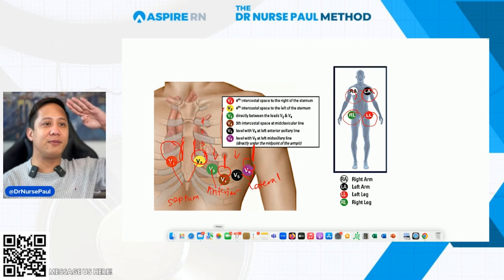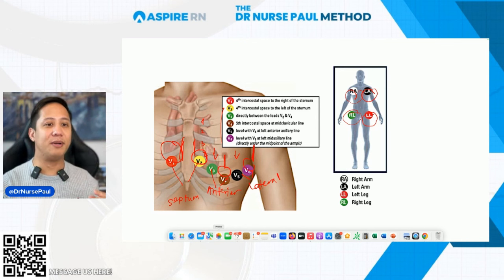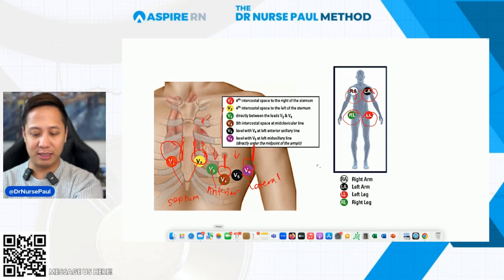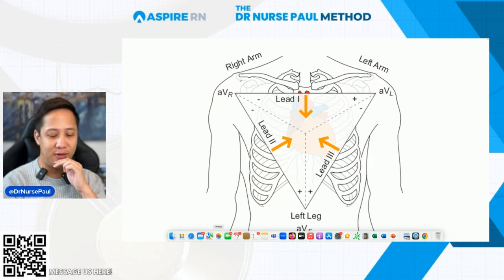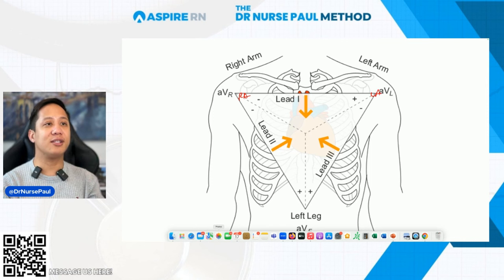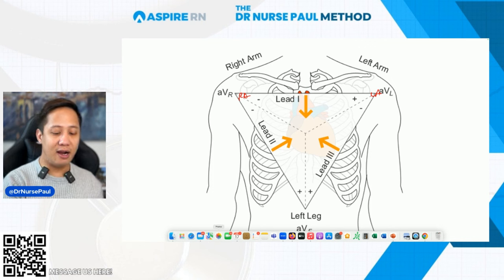RA, LA, and LL will look at the top, bottom, sides, all right? I'm going to show you guys the picture. So just imagine EKG as a 3D picture. Every time you look at one lead, you're looking at one portion of the heart, all right? So what it actually looks like is this. Lead one is a combination of RA and LA. So when it says in your EKG there's a lead one problem, it's not the V1, all right? It's your RA and LA combined, and it looks at the top portion of your heart right here.